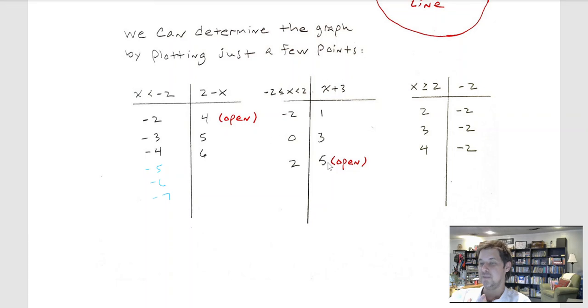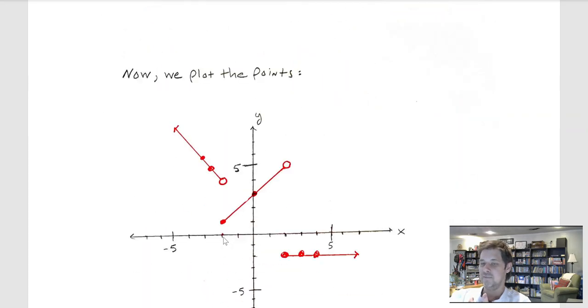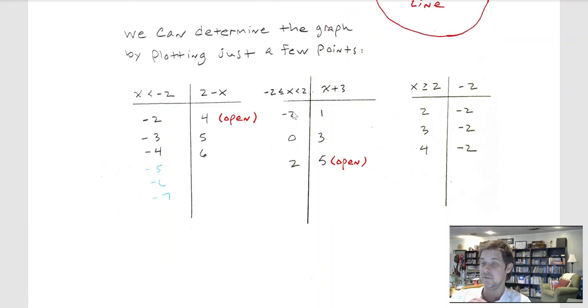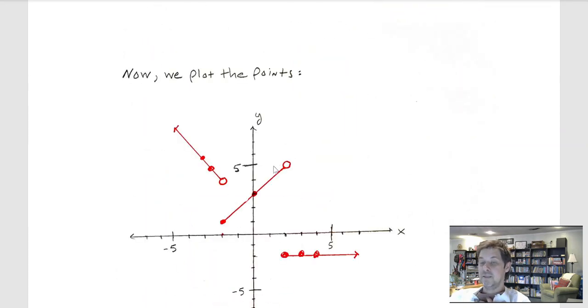I plot these points, leaving that one open. So you got negative 2 and 1, 0 and 3, and then 2 and 5, with that one being open for reasons that I talked about up here. Open points are always associated with less than or greater than, okay? Closed points are always associated with less than or equal to or greater than or equal to. Okay, so then that's the middle part.